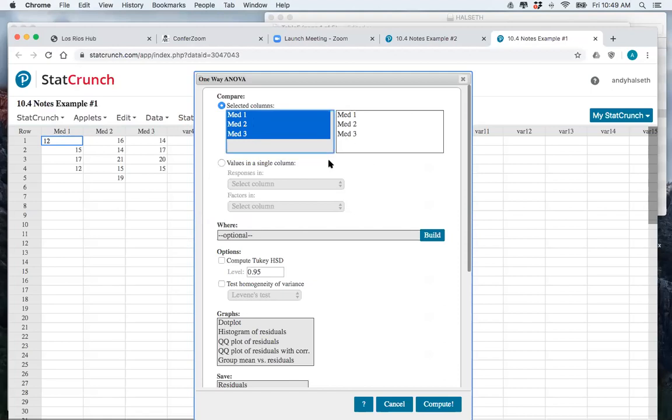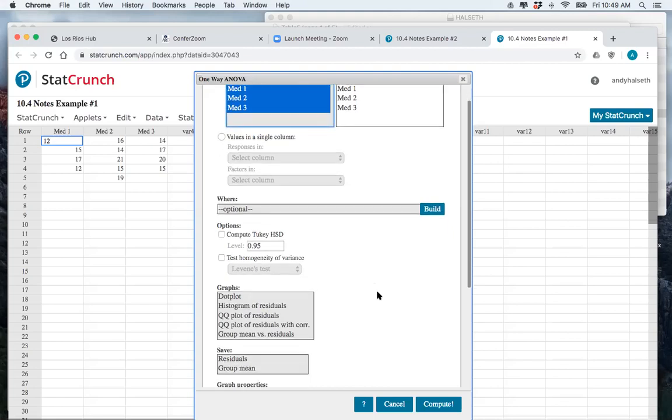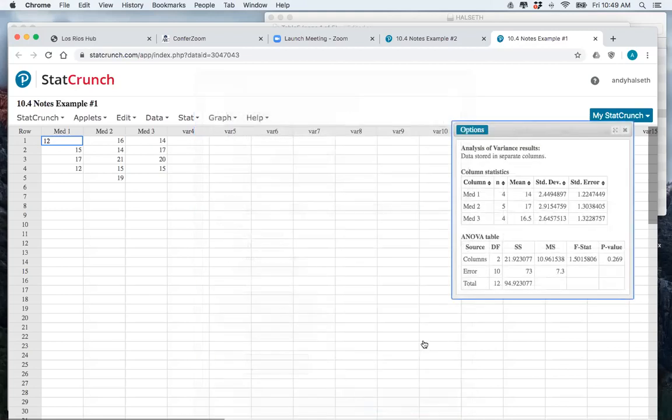Highlight them all. Again, I want to click one, and on a Mac, I hold down Command, if you can see it there on what to do, to highlight all of them. Okay, and then that's all you have to do. And then click compute.